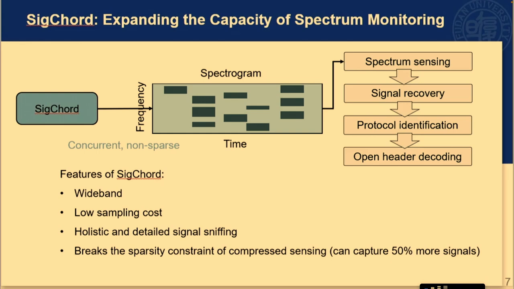Besides, SignalsForTerrestrial delivers holistic inspections. We can use SignalsForTerrestrial to sense the spectrum, recover signals, identify protocols, decode headers of these protocols, and extract key information from these open headers. All of this is done with low sampling cost.